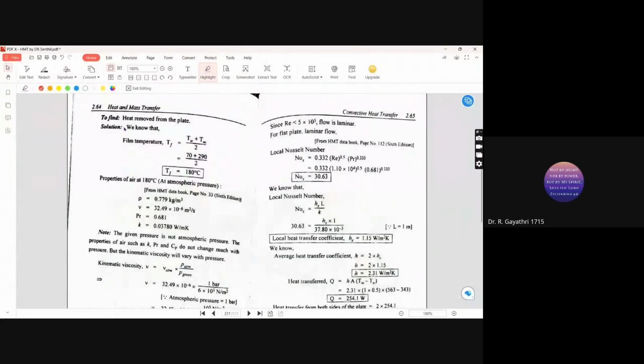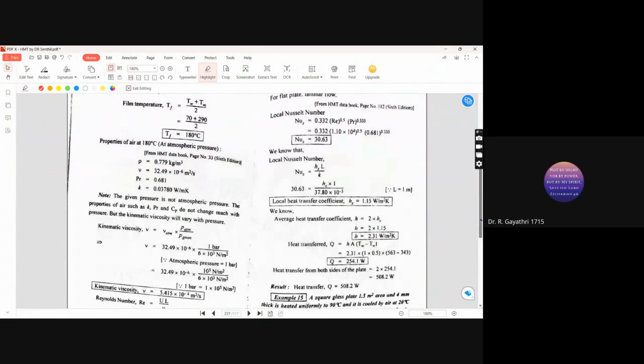From our data book, we note the properties of air at this film temperature at atmospheric pressure: rho value, kinematic viscosity nu value, Prandtl number Pr, and thermal conductivity. We note all these four values at 180 degrees centigrade at 1 atmospheric pressure from the properties of air table. But in our condition, the pressure value is given as 6 into 10 power 3 Newton per meter square.